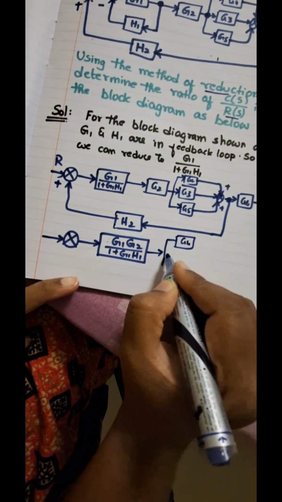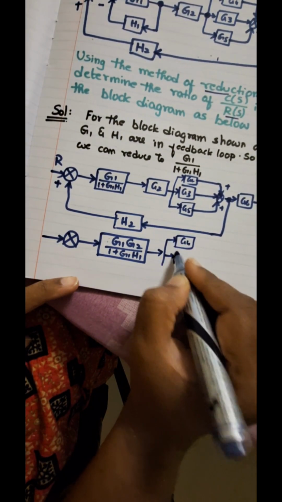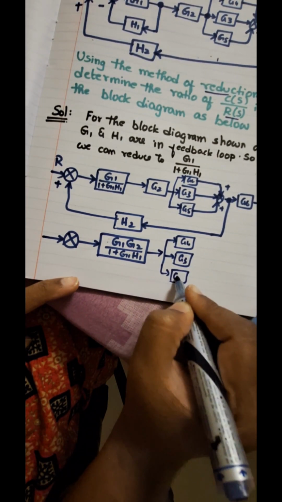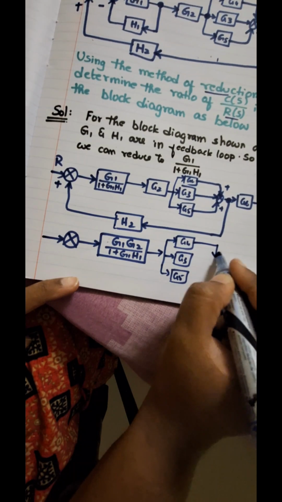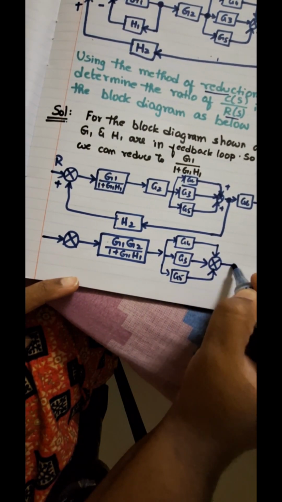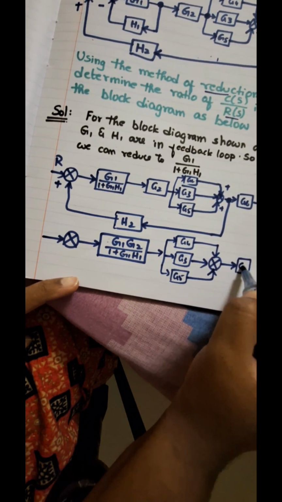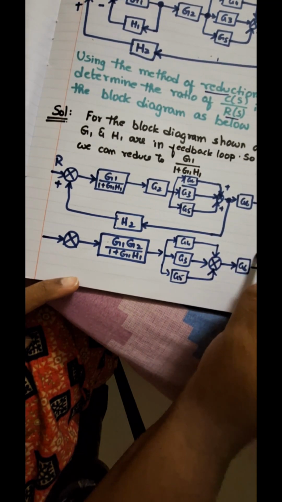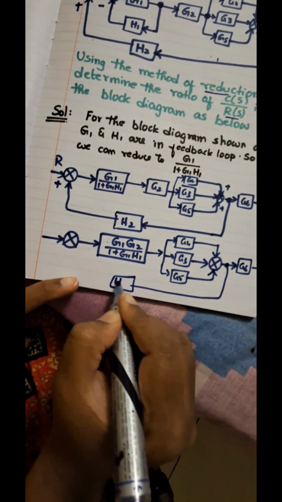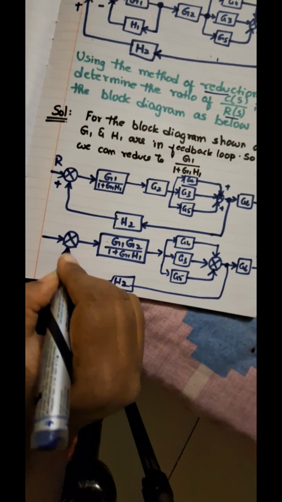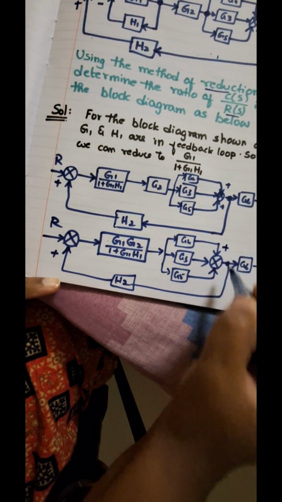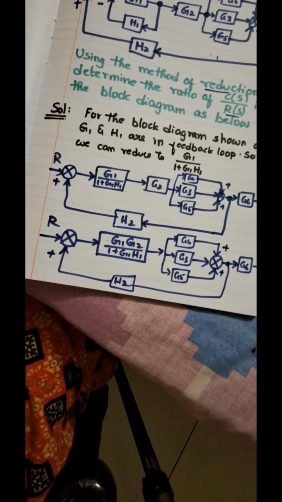Next. So the remaining block diagram you are going to show as it is. So G4, G3, G5, G6. So this is C, and there is a negative feedback called H2 going here with positive R, with plus and plus. Done.